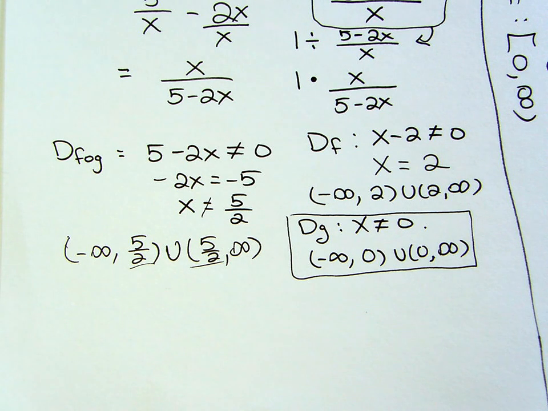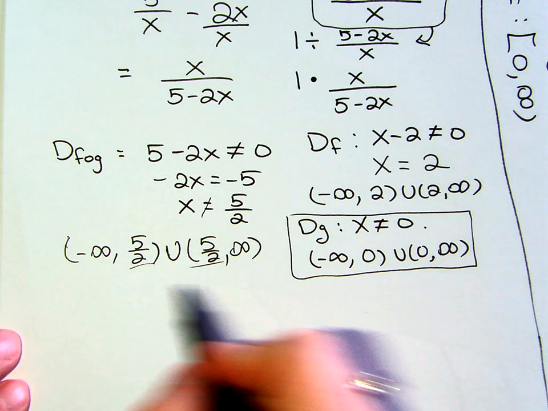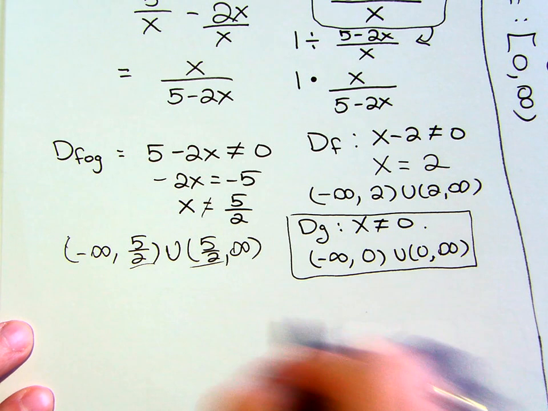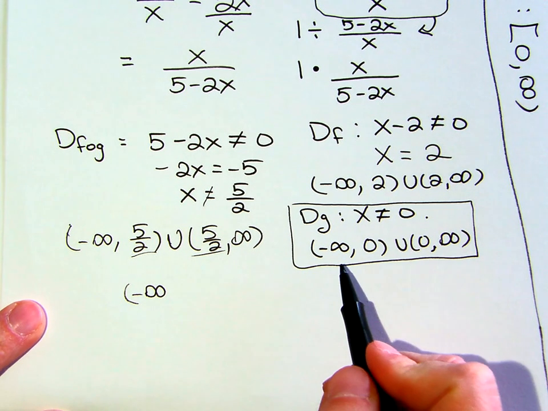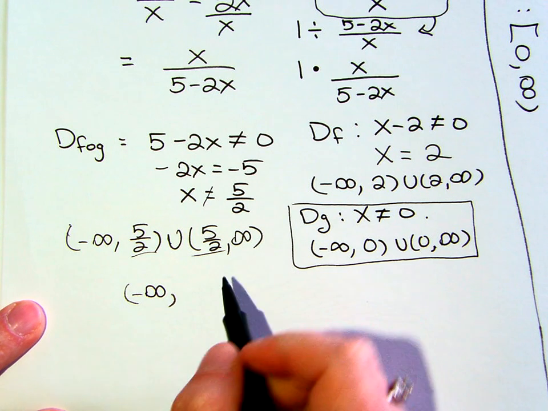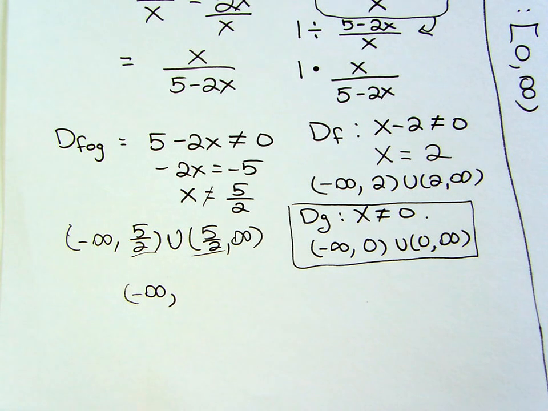So we have to write one really long interval where we start at negative infinity, because they both had that in common, so that's good. And then we go until we hit what I call the first trouble spot. So which one's bigger, 5/2 or 0?